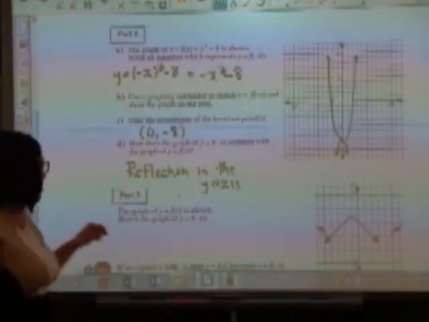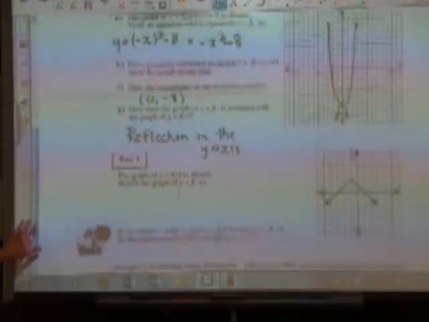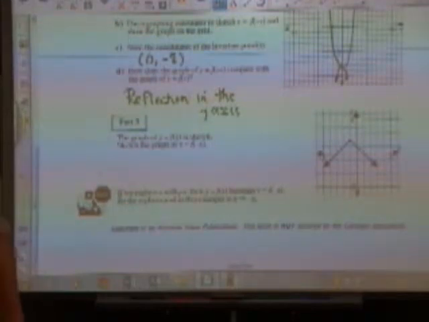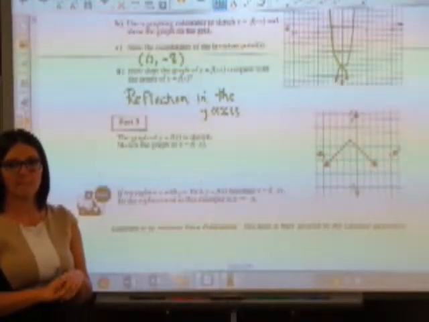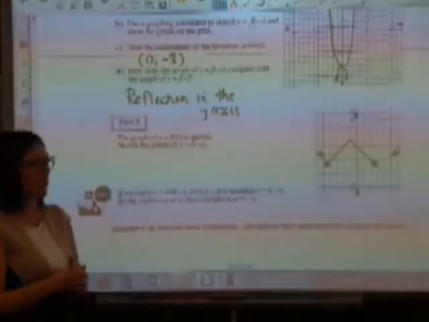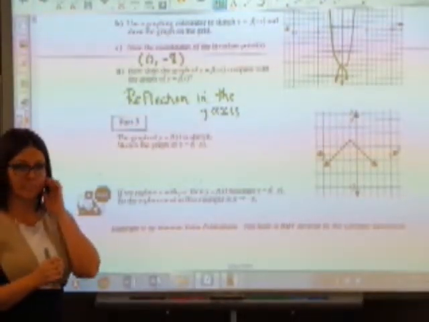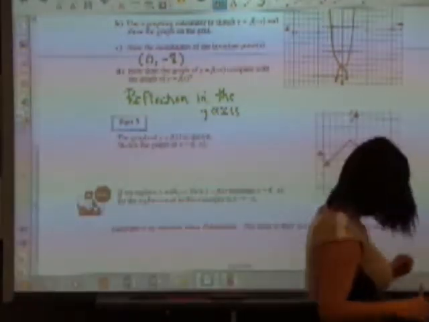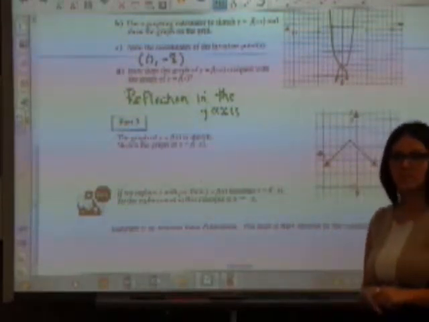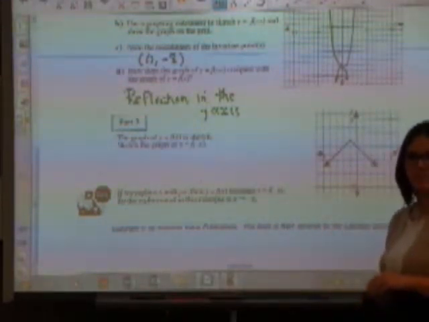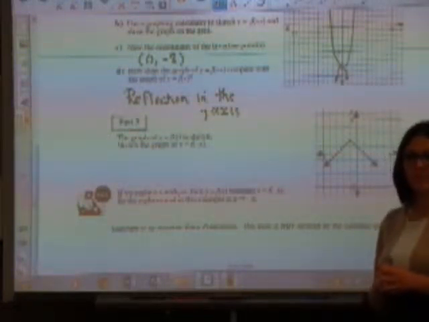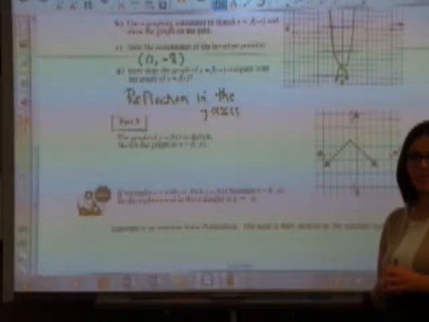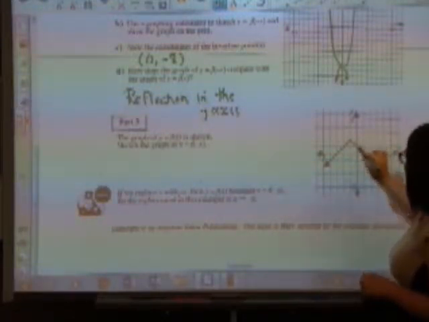So if I look at part 3, it says the graph of y equals f of x is shown. How would I sketch the graph of y equals f of negative x? So what would I do this time? Where would my invariant point be? At 0 and 1.